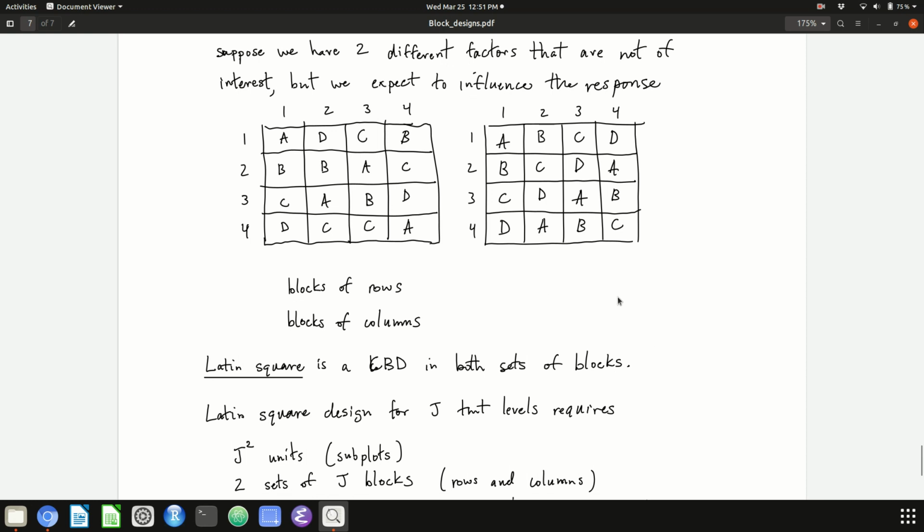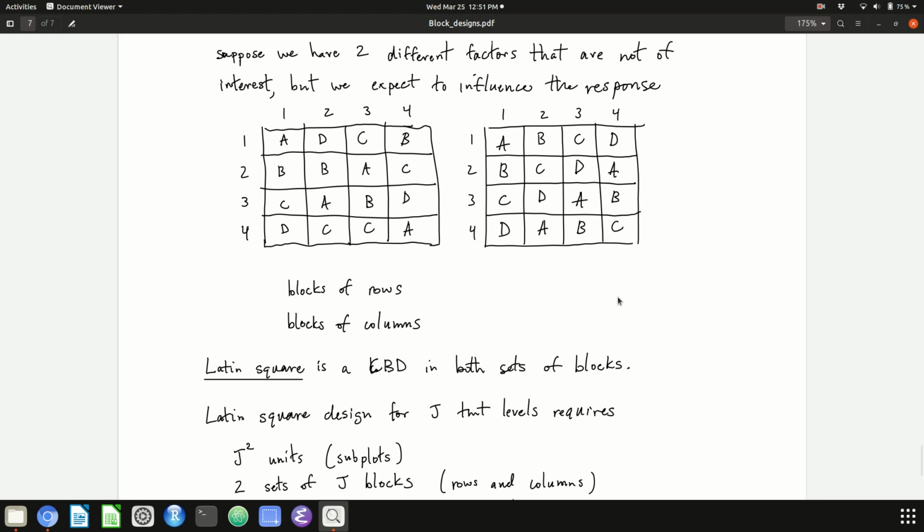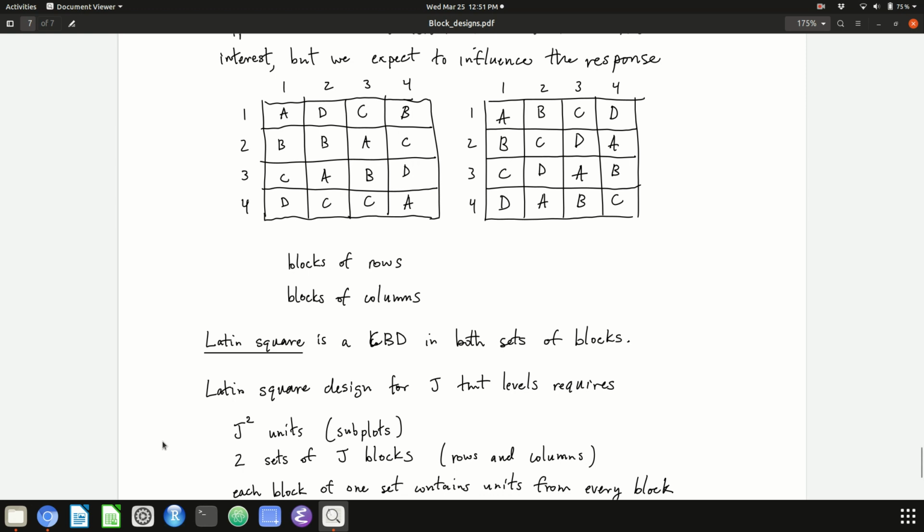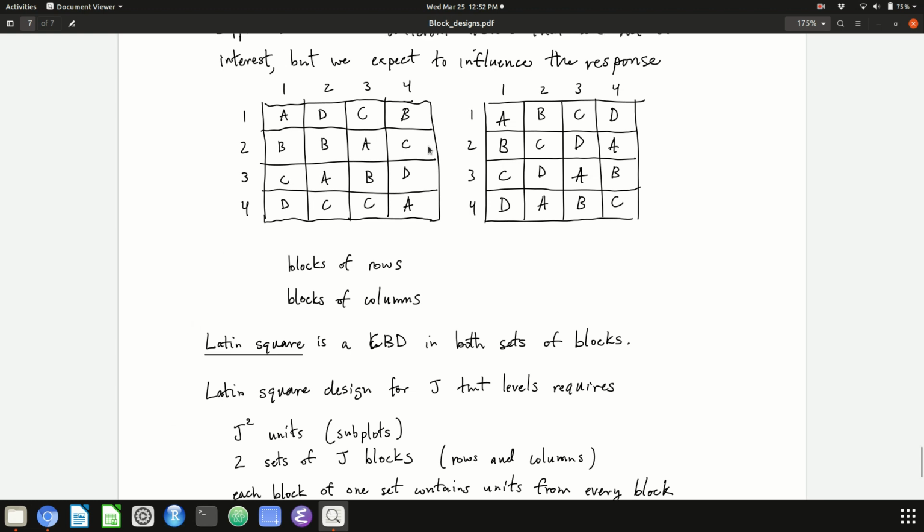And if you think about this carefully, you really need a special blocking structure in order for you to achieve a Latin square. So what you need to happen is if you have J treatment levels, it has to be a square. So you have to have J squared units. In this case, the units are the subplots of the field. And then you need two sets of blocks, and each of those two sets of blocks, you need to have J of them, and each of these J blocks has to have J units. So that's exactly satisfied here.